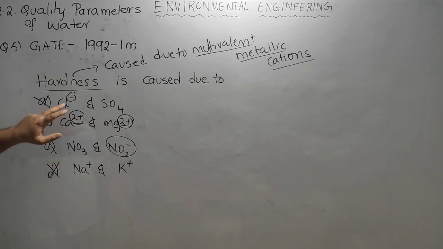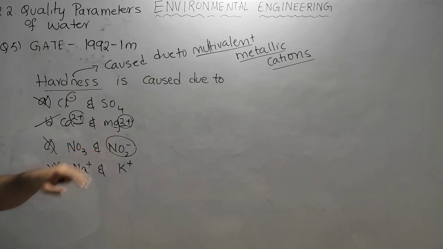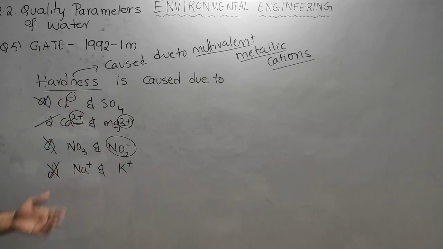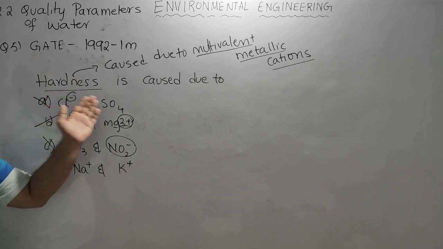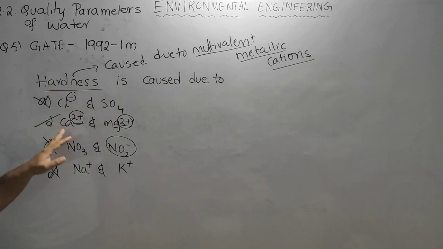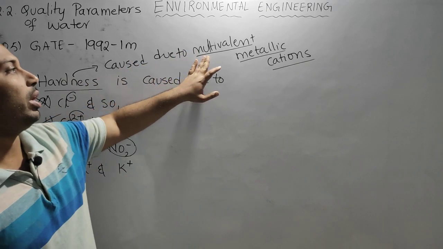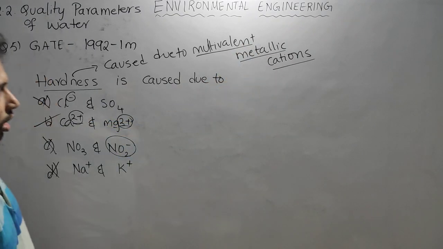Chloride and sulfate cause hardness only when they form compounds with calcium and magnesium. Simply sodium chloride or sodium sulfate, or a sulfate of any other thing, may not cause hardness. Only if they form compounds with calcium and magnesium does it cause hardness. So hardness is primarily caused due to multivalent metallic cations, not anything else. That is the answer of the fifth question.